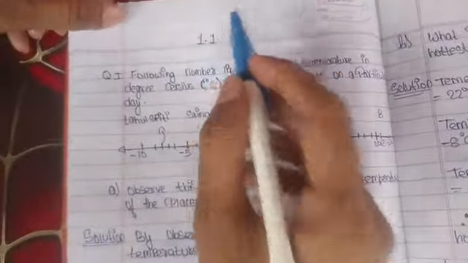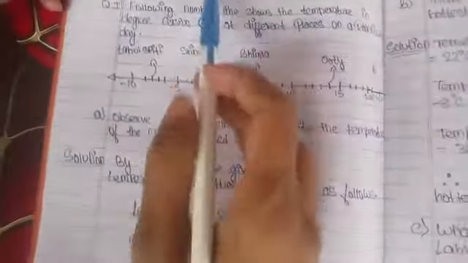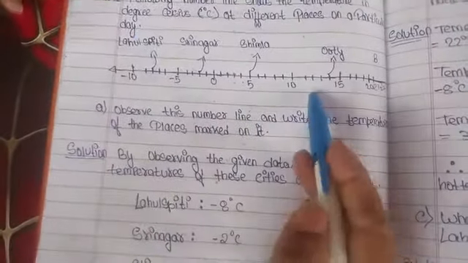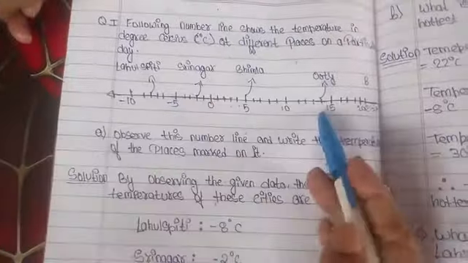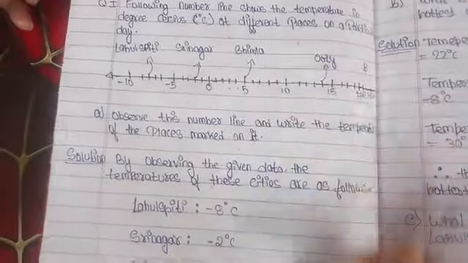Good morning, students. Now I am going to explain the first exercise in the first chapter. In the first question, one number line is given. You have to consider that number line. By considering that number line, you can solve the given question. And in question number 2, it is given.